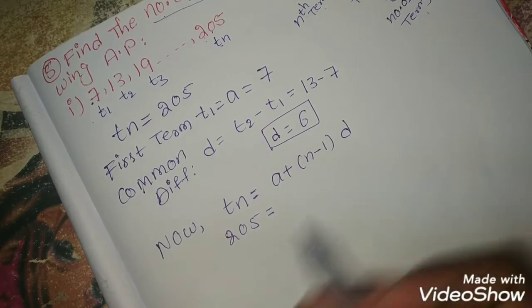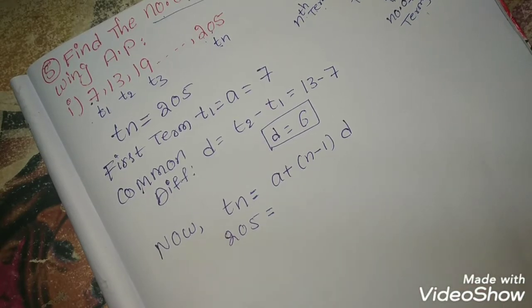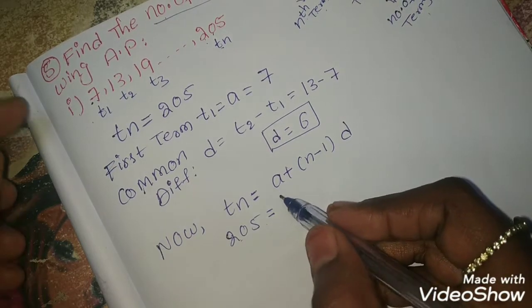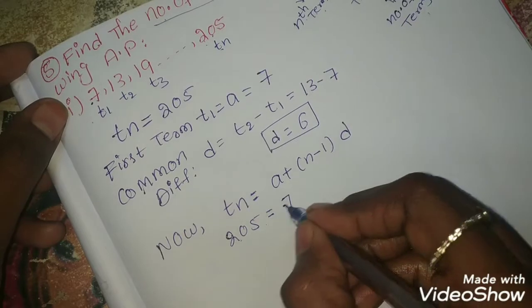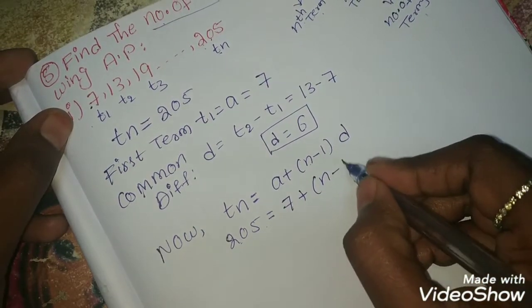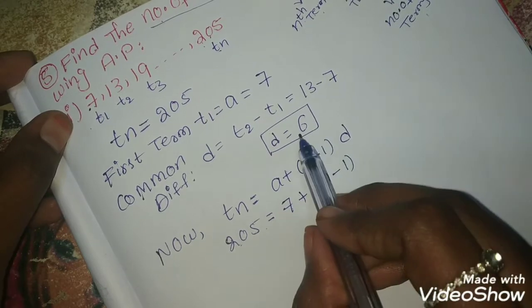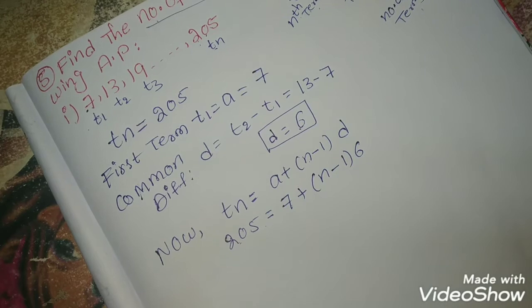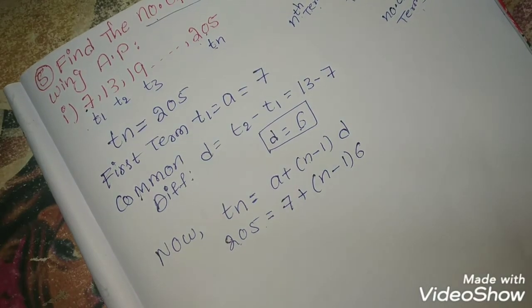Now, Tn is equal to A plus n minus 1 into D, right? So what is Tn? 205 is equal to, what is A? That is the first term, that is 7, plus, we need to find n, so write down n minus 1 itself into D. What is the common difference? That is 6. It's very simple, no?